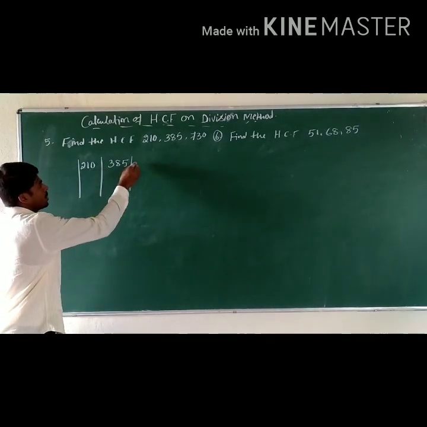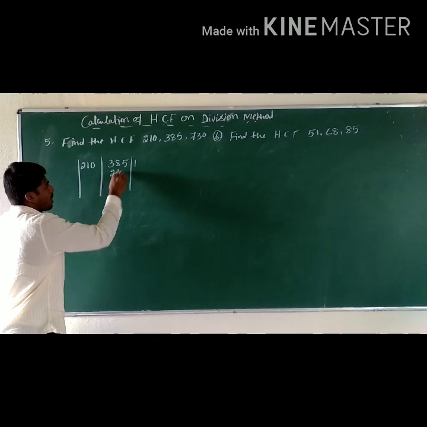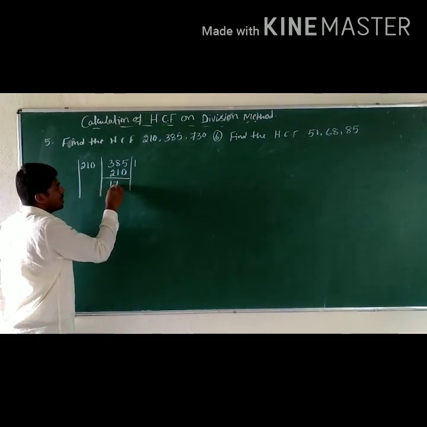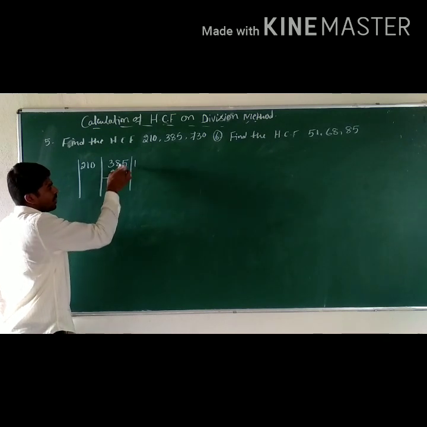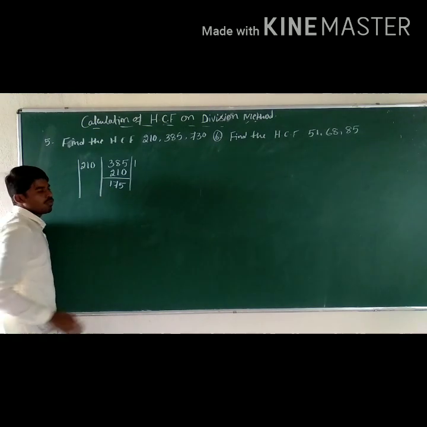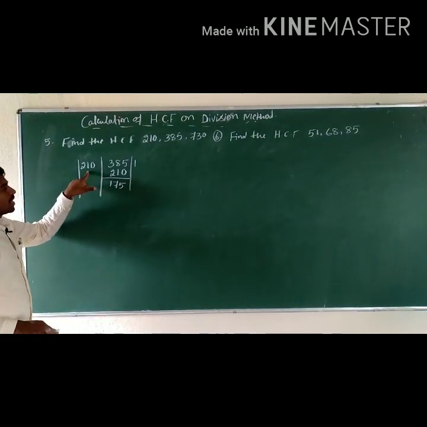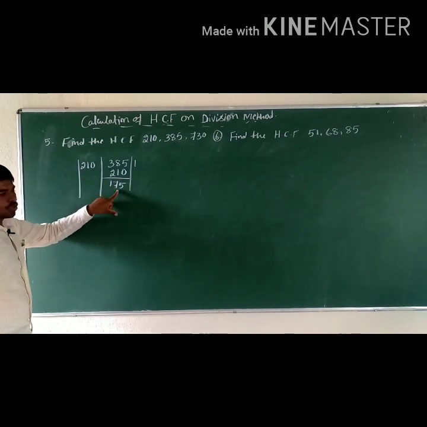210 ones are 210. We get 175 as the balance. Now 5 minus 0, 5. 8 minus 1, 7. 3 minus 2, what do you get? 1. Now what is the lowest value here? 175 is the lowest value, 210 is the highest value. With the help of this lowest value, we are going to divide this highest value.